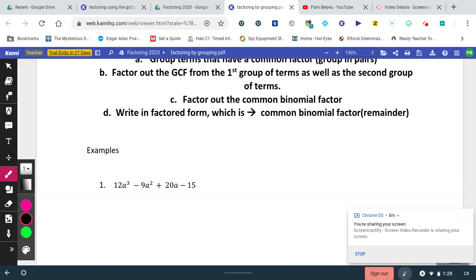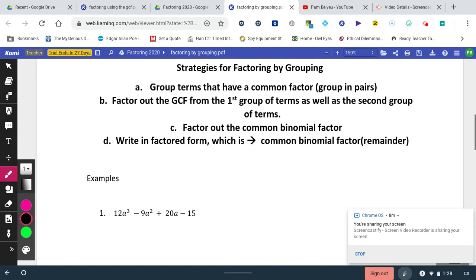Some teachers will have you put parentheses around them. I just highlight them. Or I underline them. But if you have a highlighter, that would probably be good if you could write it out and highlight the pairs you want to put together. So you're going to put pairs together.